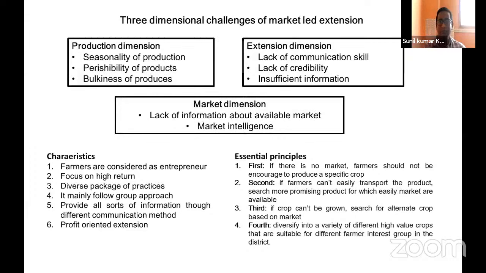Okay, say cauliflower is there. If you are not growing that particular cauliflower, you can grow broccoli also. That can provide an alternate to that particular product itself. The fourth is to diversify into a variety of different high-value crops that are suitable for different farmers interested in the district.